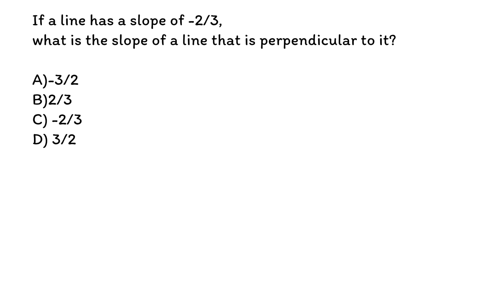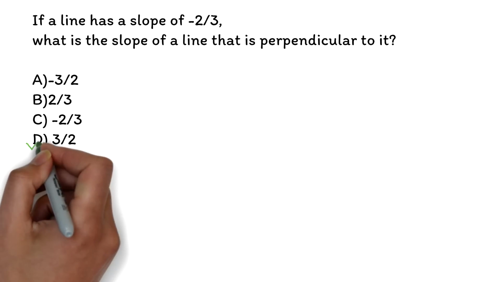Pay extra attention to your graphs. If a line has a slope of -2/3, what is the slope of a line that is perpendicular to it? A. Negative 3 over 2. B. 2 over 3. C. Negative 2 over 3. D. 3 over 2. The correct answer is D.